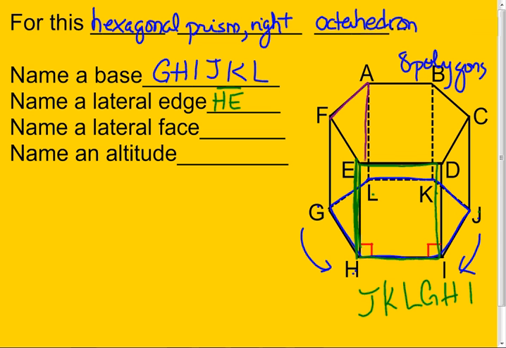Like this is a lateral face. Lateral faces are going to be rectangles. You don't have to do that one. You can do a different one. What if it's a triangle? Not on a prism, they're not. On a prism, they're going to be rectangles if it's a right prism. If it's oblique and it's tilted, they'll be parallelograms.